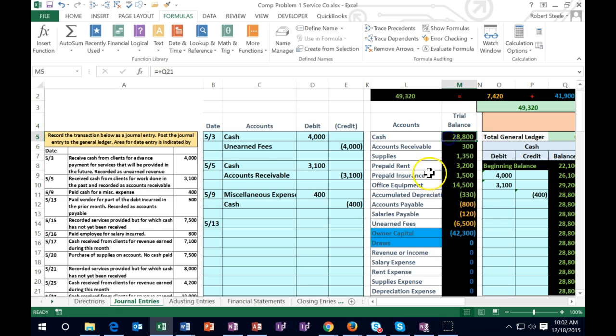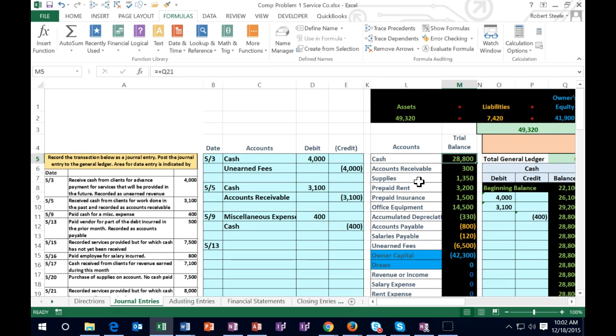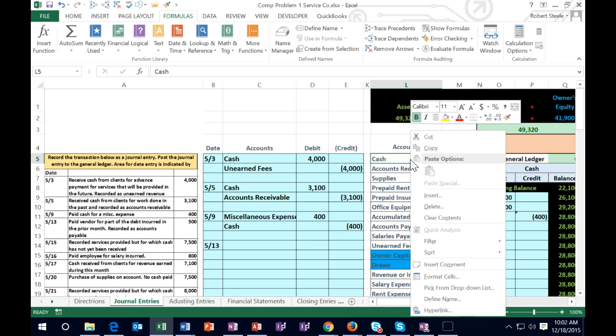So cash has a debit balance. We need to make it go down. How do we make something go down? We do the opposite thing to it as what it is. Cash is a debit represented by the fact that it doesn't have brackets. So we're going to credit it because that's the opposite thing to it in order to make it go down. So I'm going to right click, copy that.